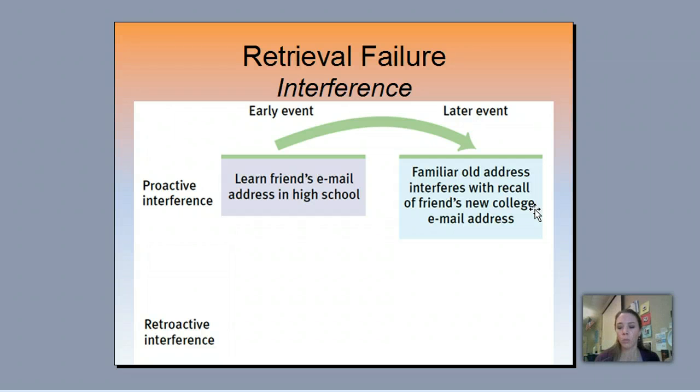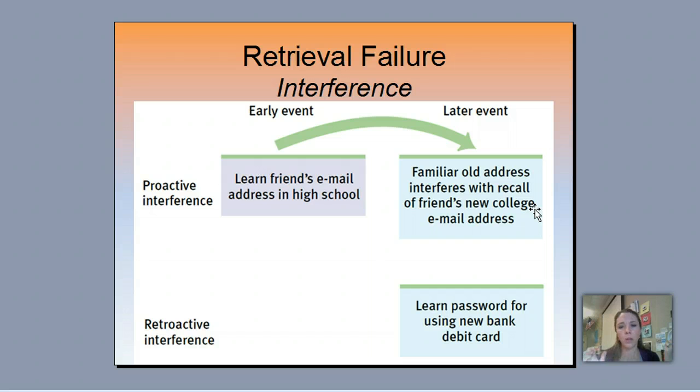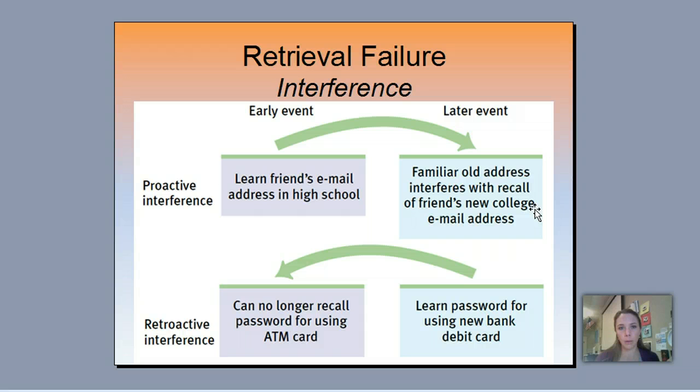All right? Retroactive is learning a new password for a bank card and then no longer being able to remember my last one. Okay, so I learned my new telephone number, and now for some reason I can't figure out the old stuff. What I was talking about with math is sometimes I felt like I really knew my algebra 2 or my pre-calc, and then when I got into calculus, learning all that new information got in the way of me remembering how to do algebra 2, right? I could no longer access that information.